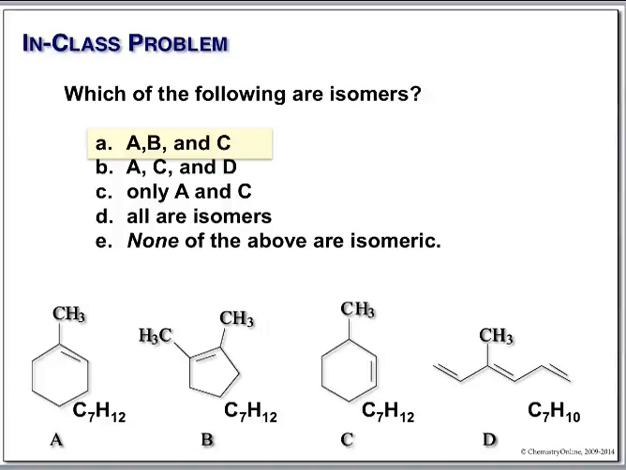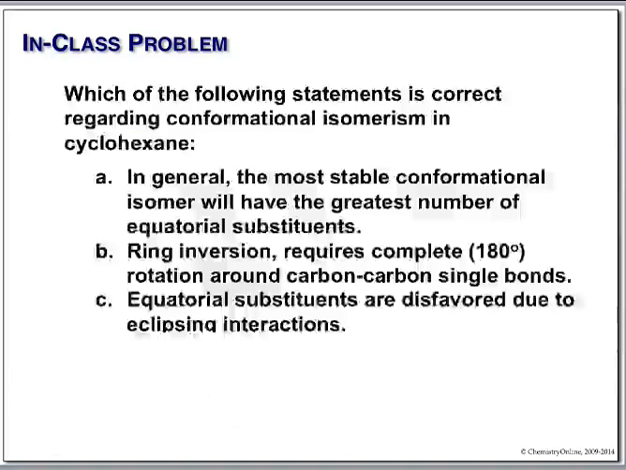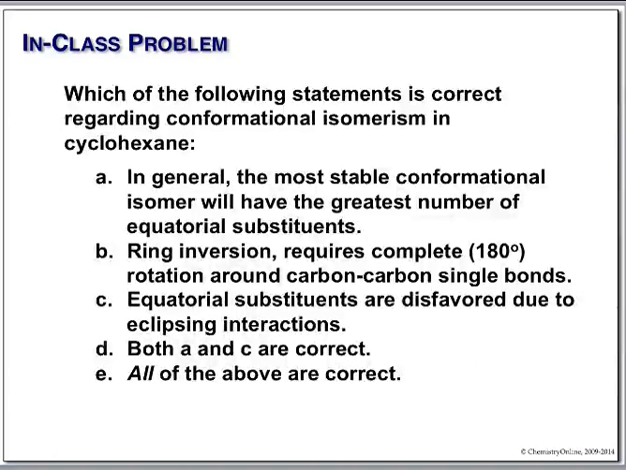Conformational isomerism is on the exam too. When we have a cyclohexane ring, in general, the most stable conformational isomer will have the greatest number of equatorial. Again, that's good. Equatorial are good. Ring inversion requires rotation around carbon-carbon single bonds. Nope, it's a ring. You can't do that. Equatorial substituents are disfavored due to eclipsing. No, that's axial. Axial substituents eclipse. Therefore, this is our best answer.